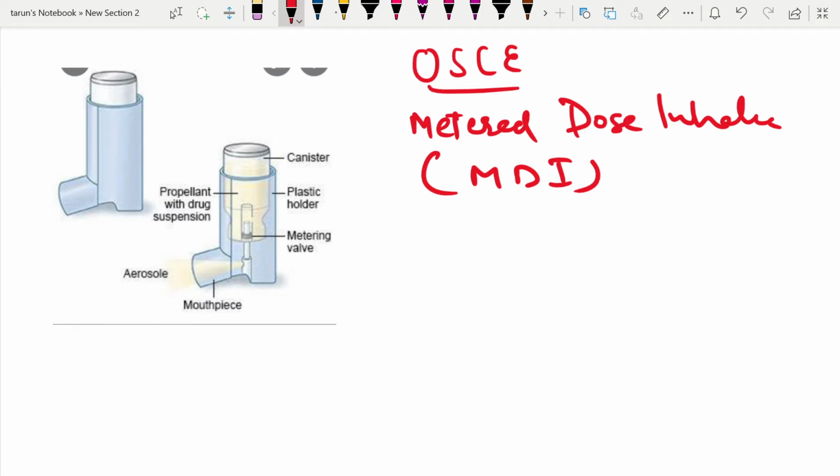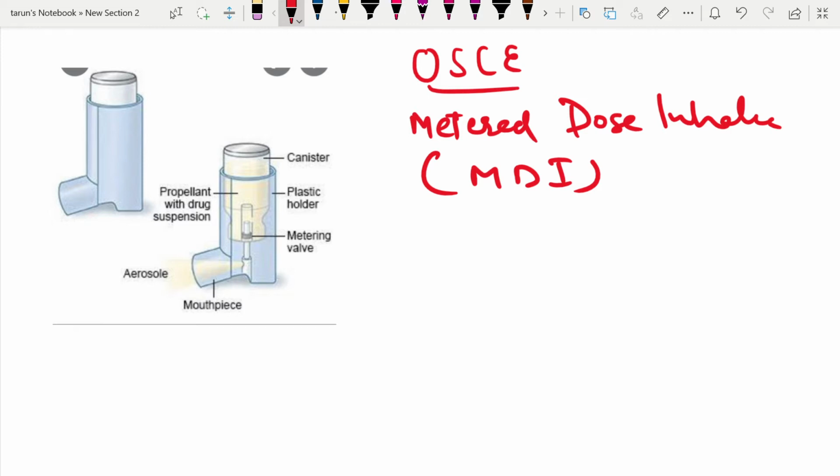So this was a brief overview of the various types of inhalers we have. Inhalers are medications which deliver the medicines directly to the lungs. This is one type of inhaler we are having, and what it does is deliver the medicine to the lungs.